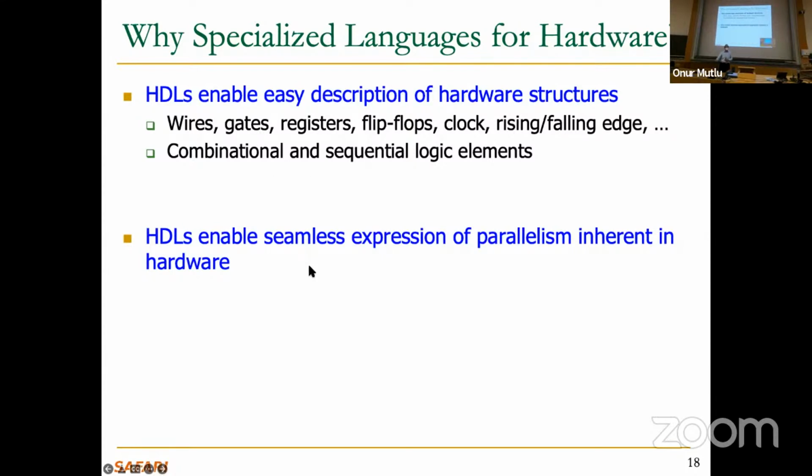So the second thing that's even harder in existing software languages like Python or Java or C++ or C, even though C is at the very low levels of the stack, is a seamless expression of parallelism. If you look at hardware, it's extremely parallel. If you look at a chip that I showed you earlier, everything happens concurrently.